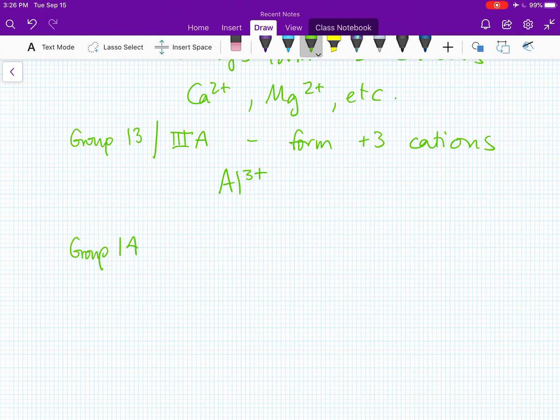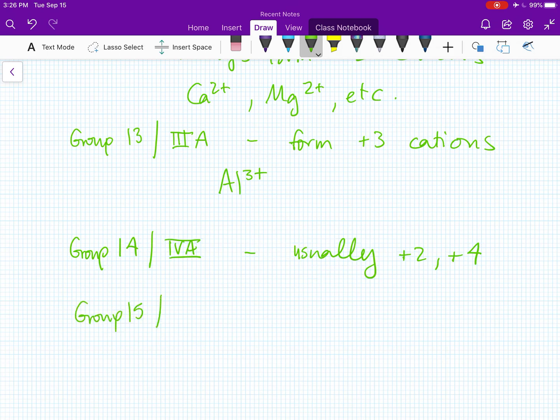For group 14, also known as 4A, those elements are usually, but not always, +2 or +4. It really depends on the element. And some of them can also be anions.